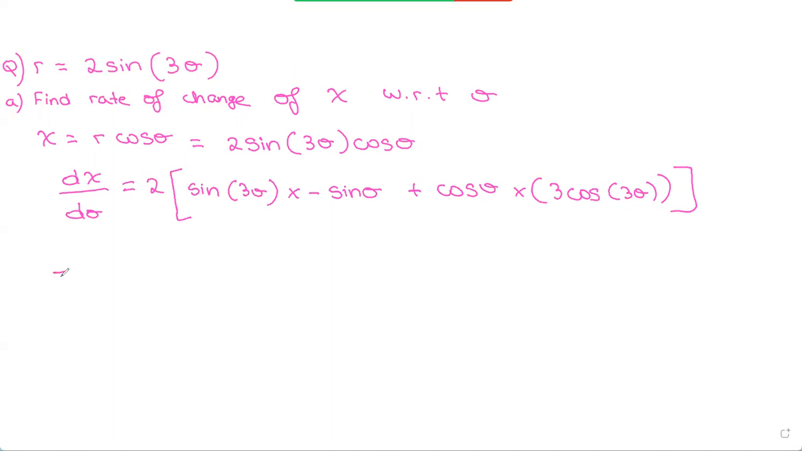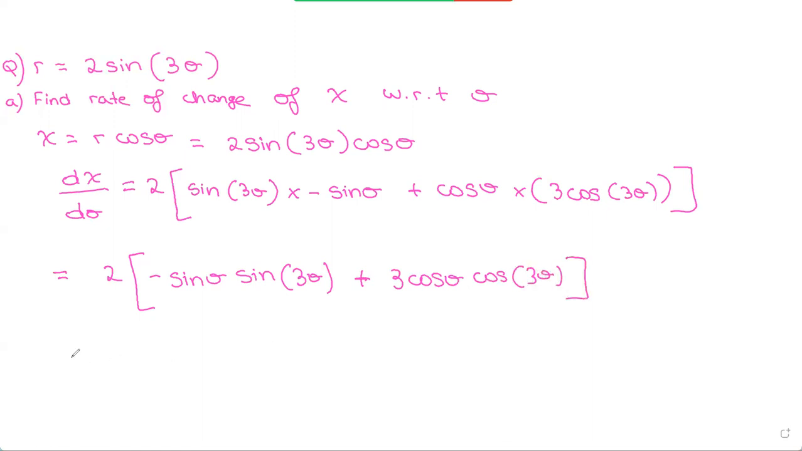Now we can write this as 2 into negative sine theta sine 3 theta plus 3 cosine theta cosine 3 theta. Finally our last step would be to multiply out the bracket. So we get negative 2 sine theta sine 3 theta plus 6 cosine theta cosine 3 theta. So this is our rate of change of x with respect to theta.